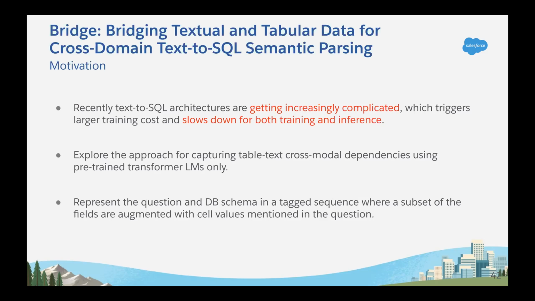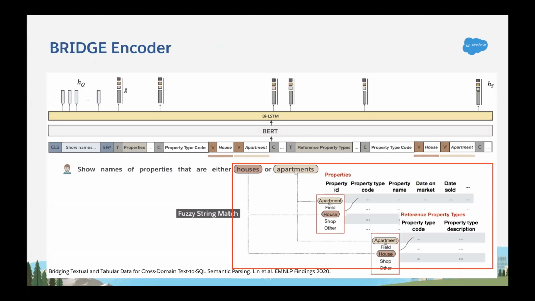So we explore an approach that can capture the table-text cross-modal dependency using only the pre-trained transformer language model, without adding more WikiSQL-like or other layers in the encoder to learn those complex relations. To do this, the paper has two small tricks.